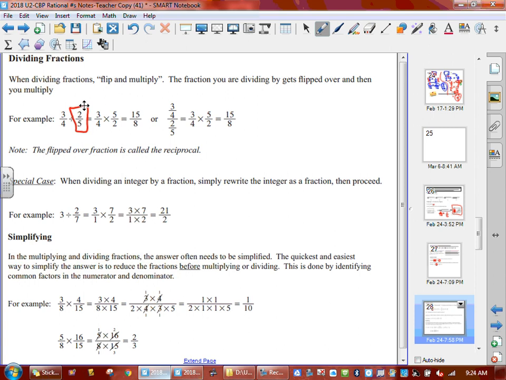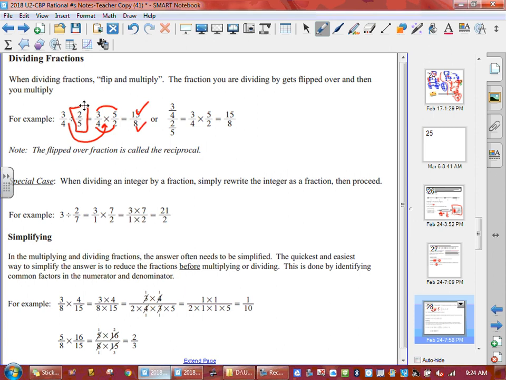Now, the division symbol changes to multiply, and then you're back to multiplying rules. So this symbol here changed to a multiply now. So now we just multiply tops, multiply your bottoms, and then simplify. So 3 times 5 gave us our 15, 4 times 2 gave us our 8, and that was as low as it goes. It doesn't reduce.